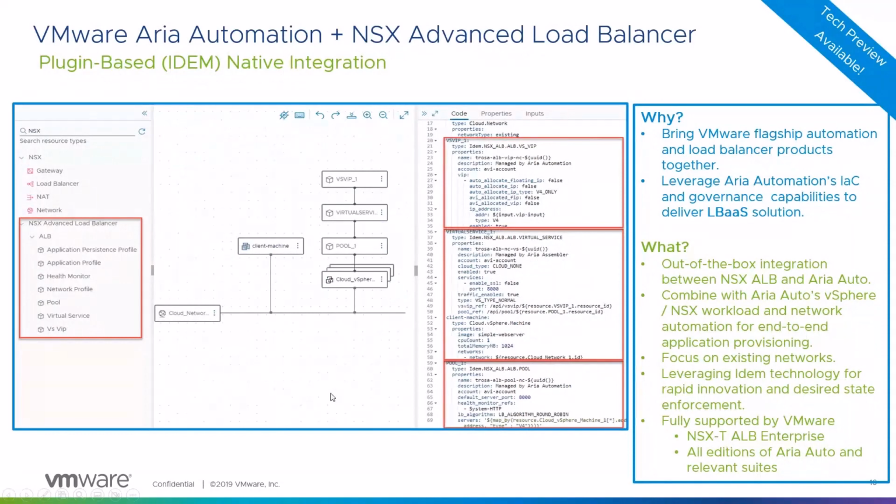As I mentioned before, the plugin-based architecture is not just meant for cloud providers. Available now as a technical preview is the plugin-based native integration with NSX Advanced Load Balancer. This brings together VMware's flagship automation product, Aria Automation, and our flagship load balancer product, leveraging the Aria Automation infrastructure as code and the governance capabilities of Aria Automation, such as policies, approvals, etc., to deliver load balancer as a service.